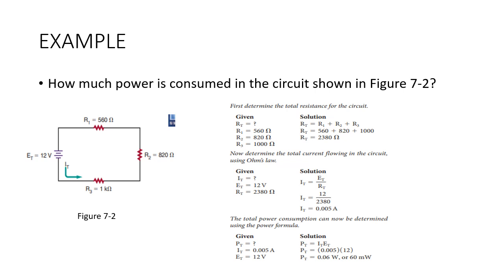Second step, we need to determine the current flow in the circuit using Ohm's law. Total current equals total voltage over total resistance, which is equal to 0.005 amps. The last step, we need to find the power, which is equal to total current, IT, multiplied by total voltage, ET, which is equal to 0.06 watts or 60 milliwatts.